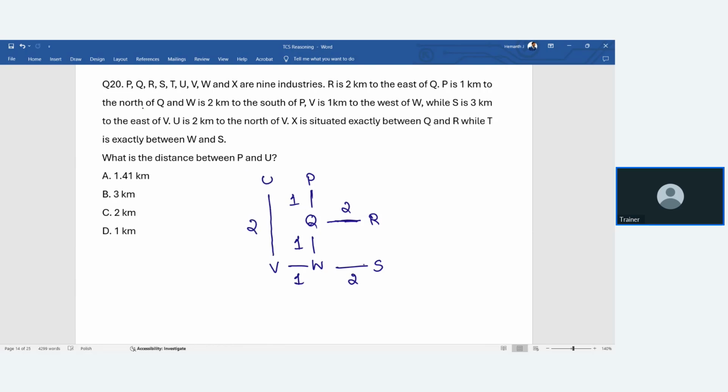Now the question is finally regarding P and U. I am not going for the other data, I am not worrying about it because the question is regarding P and U. The distance between P and U is only 1 kilometer. Whatever it is here, the same distance will be maintained. So 1 kilometer is the answer. The distance between P and U is nothing but 1 kilometer. Got it?